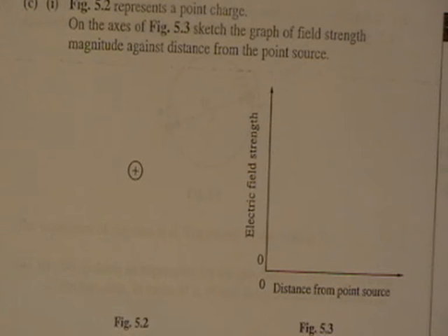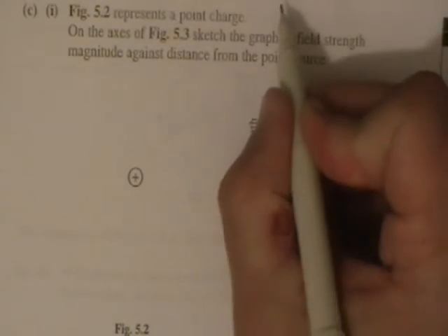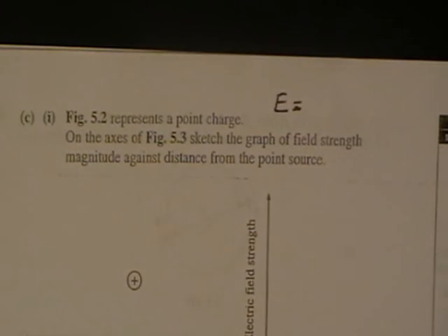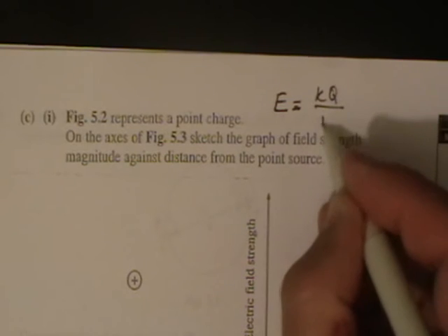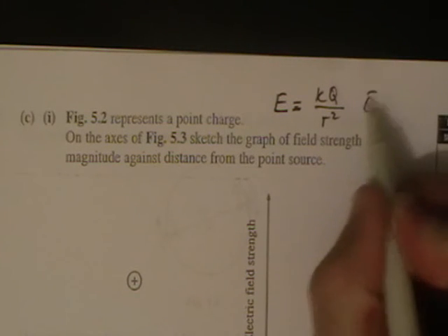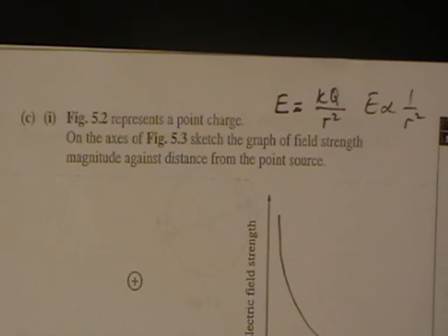Alright, so we now have a point charge, and we've got a set of axes showing the field strength and how the field strength varies with distance from the source. Well, we should know that for a point charge, E is equal to K times Q over R squared. So E is proportional to 1 over R squared, so it's an inverse square relationship, so that should be coming like so.